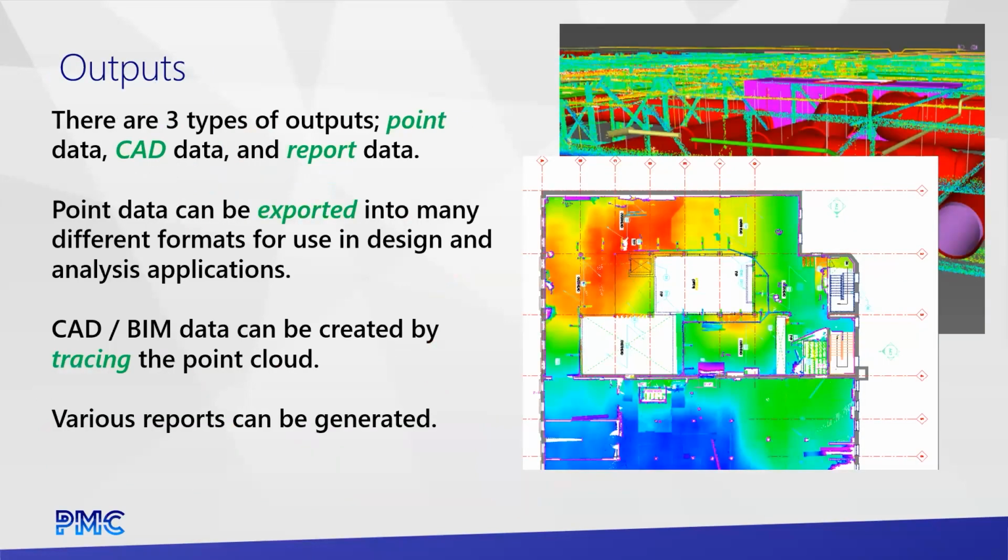So now we get into outputs. Three primary types of outputs are generated from scan data. Point clouds, the scan data that we're going to look at in a minute. CAD data, which is essentially tracing over top of the points to generate CAD data. And report data. This could be any kind of analysis, level, flatness, deflection, those types of things can be put out. Lots of different formats are available, various reports, those types of things can be generated.